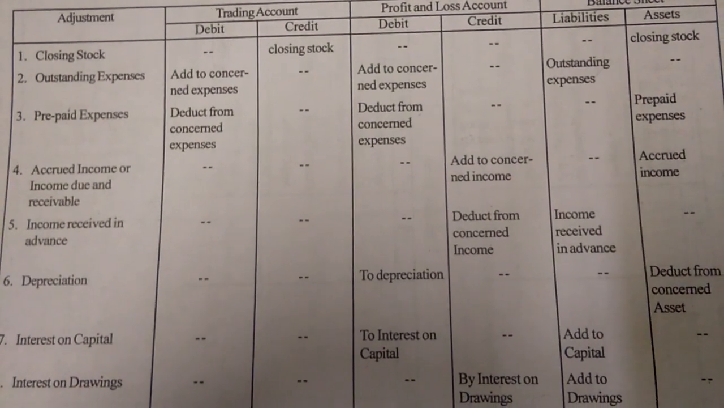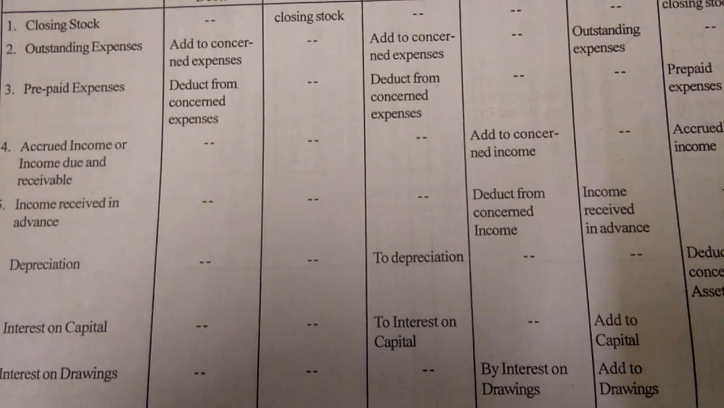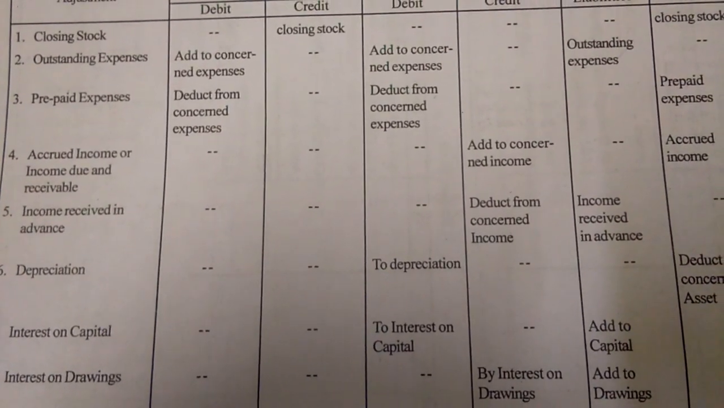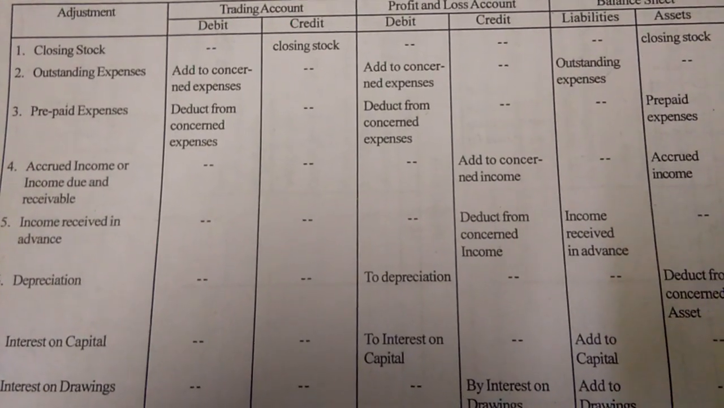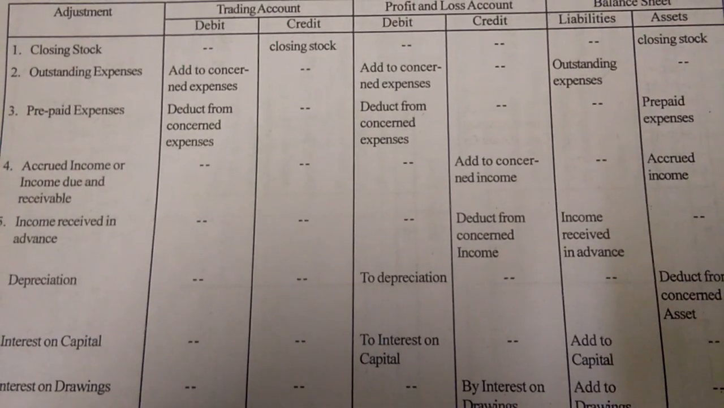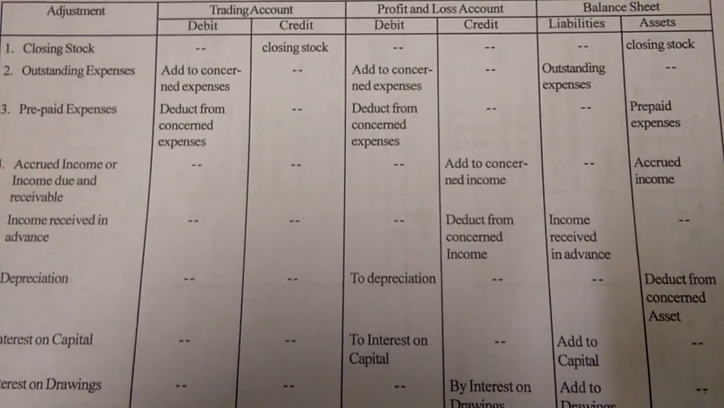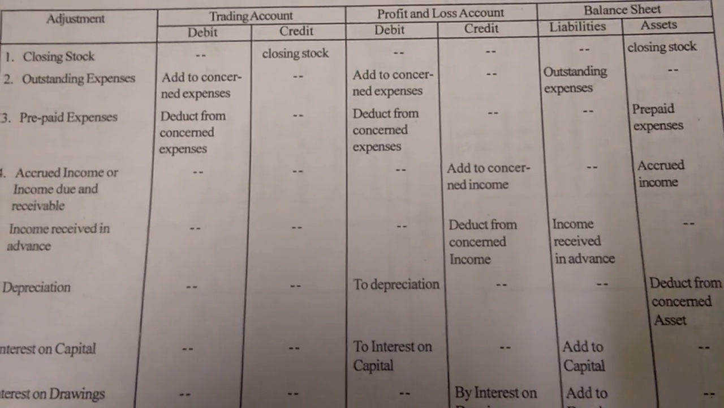Then next one is prepaid expenses, deducted from the concerned expenses in the trading account debit side or profit and loss account debit side, and finally shown in the asset side of the balance sheet.